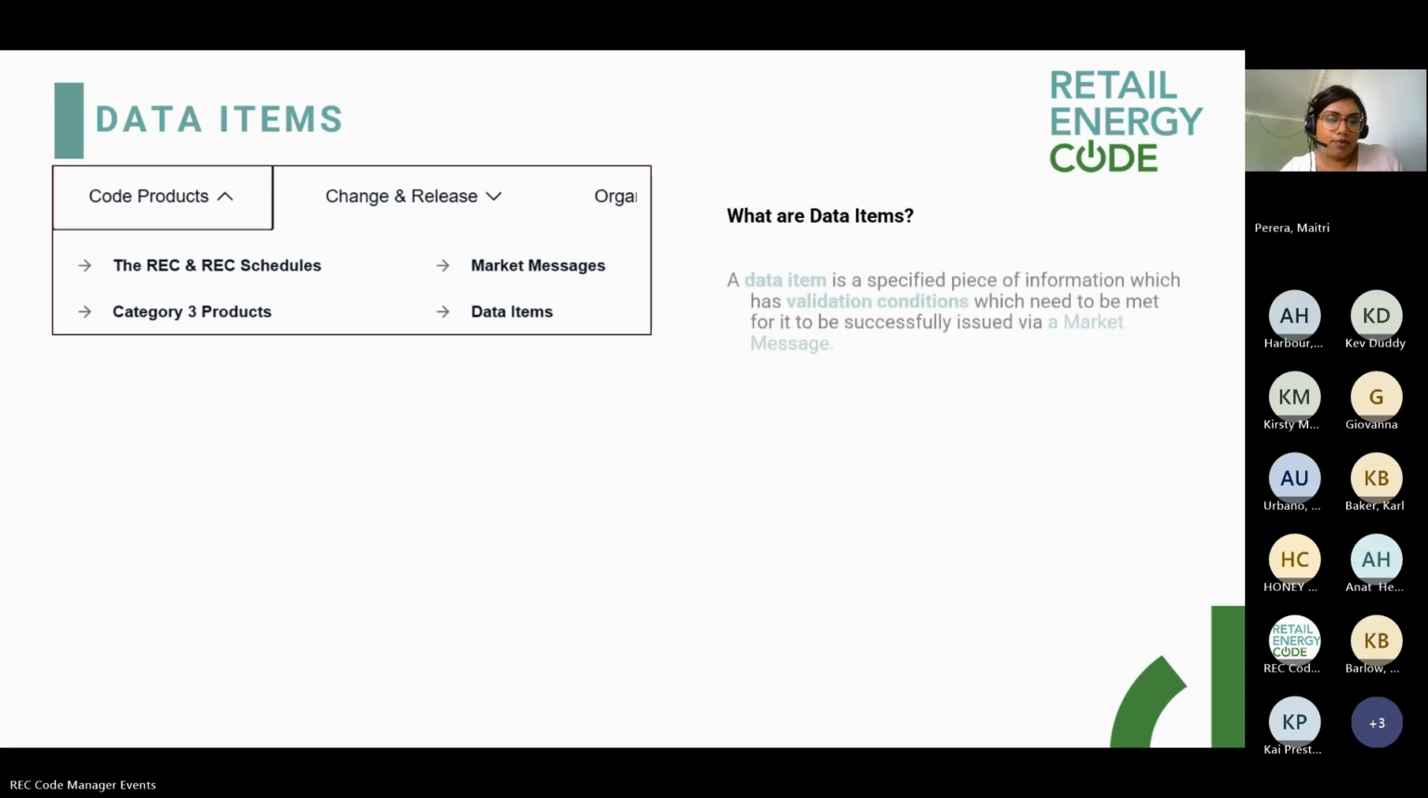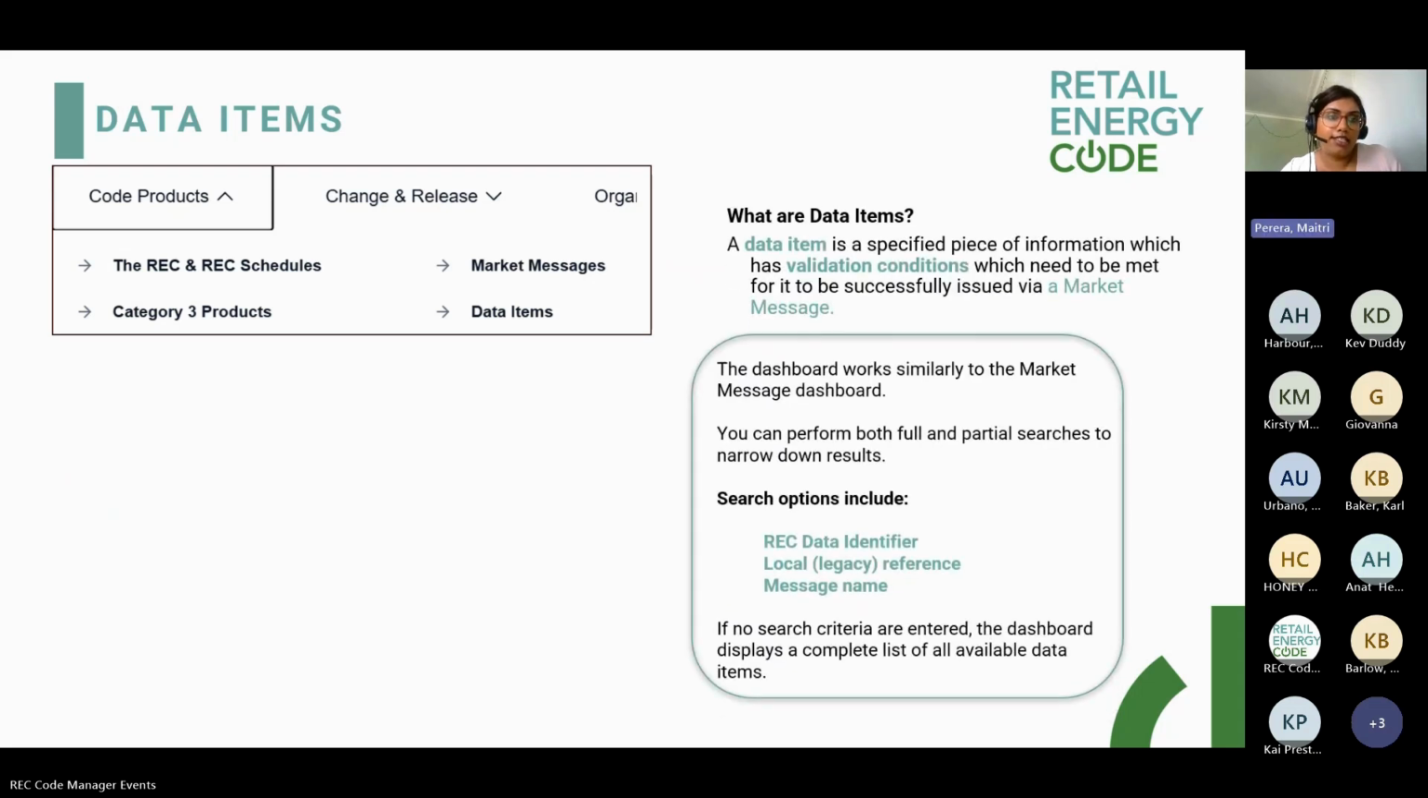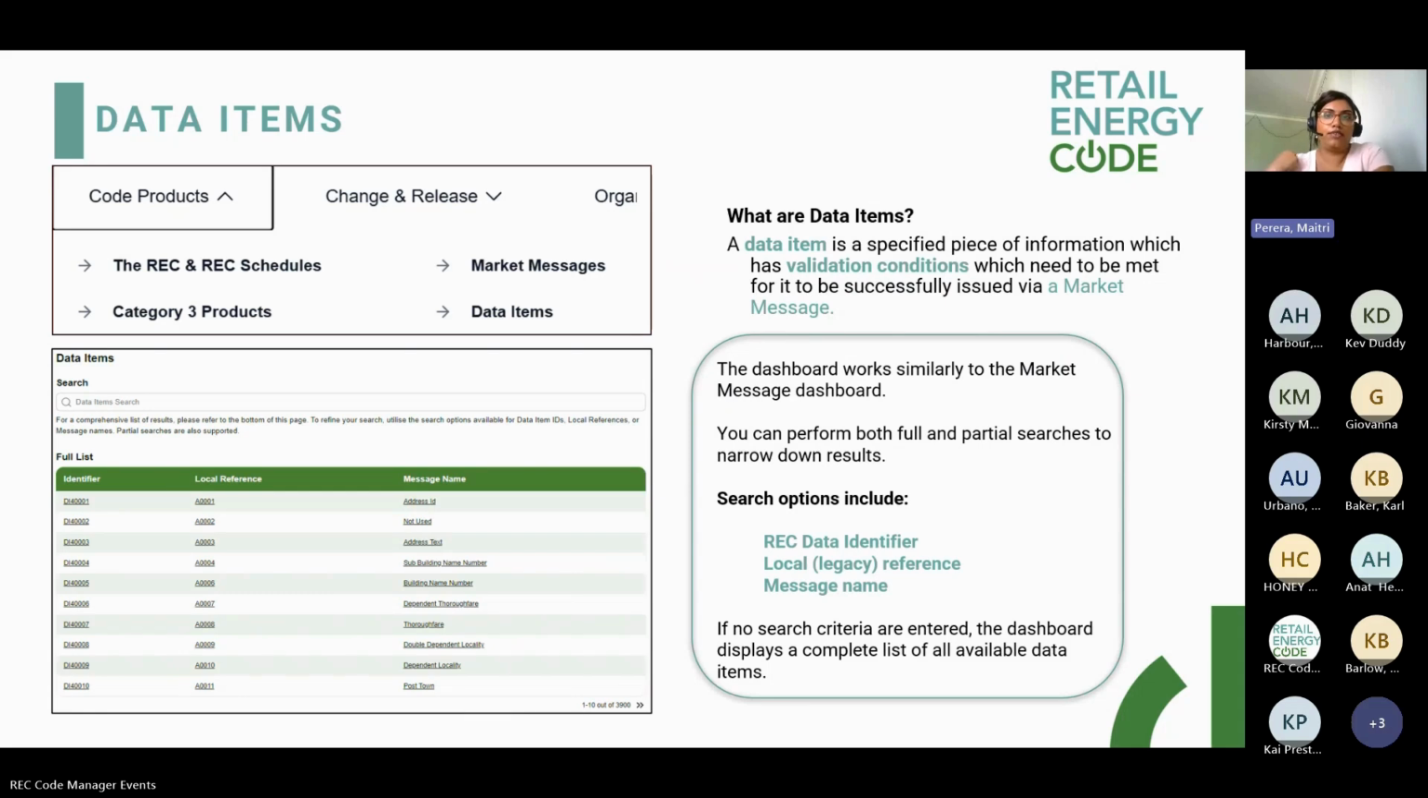And yeah. So what are data items, which is next on the list under the code products? As with market messages, there is also a user dashboard for data items, which is likewise found under code products. A data item is a specified piece of information with validation conditions which need to be met for it to be successfully issued via a market message.